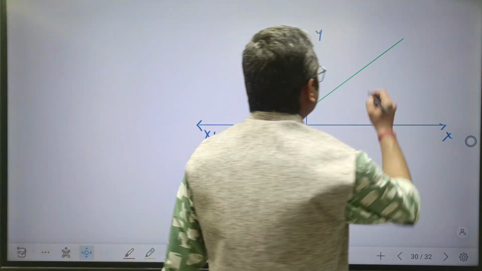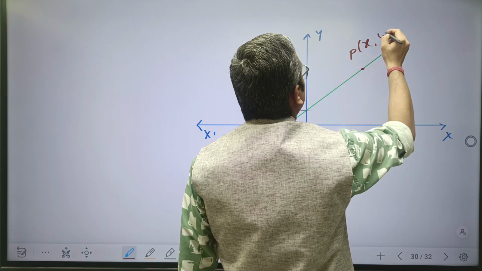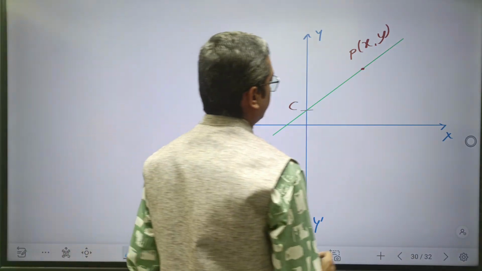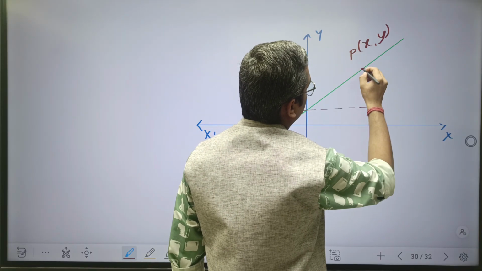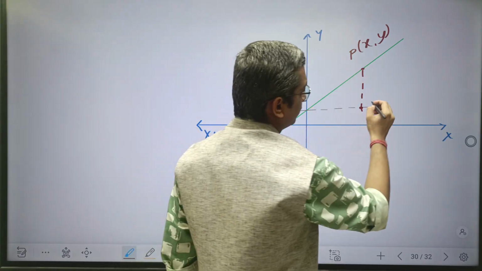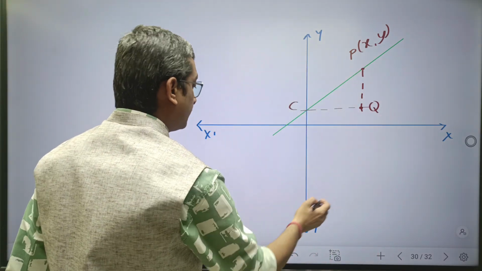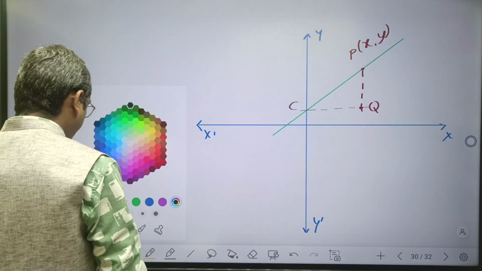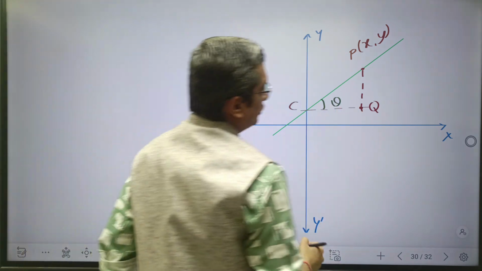Now what happens? Suppose I am choosing some point P having coordinates x, y. Now I extend this line like this. Let us suppose this is point P, this is C, and this is point Q, isn't it? Now what happens if I take tan theta? Suppose this angle is theta.